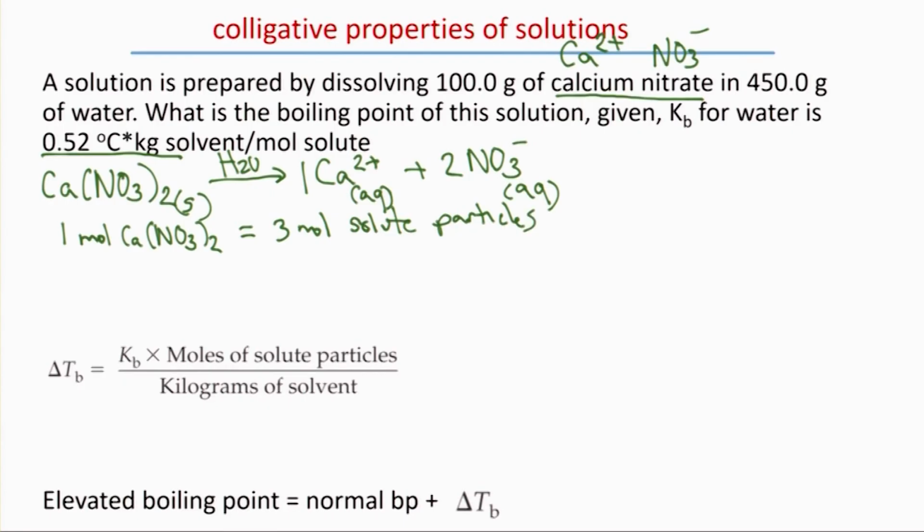All right, so given that, we can get from grams of the whole thing to moles, and then once we get to moles, we can get to the moles of solute particles. So let's just set that up right here, 100.0 grams. Get into moles by finding the molar mass, add up calcium at 40, 2 nitrogens at 14 each, and a total of 6 oxygens. I got 164 grams per mole for the molar mass.